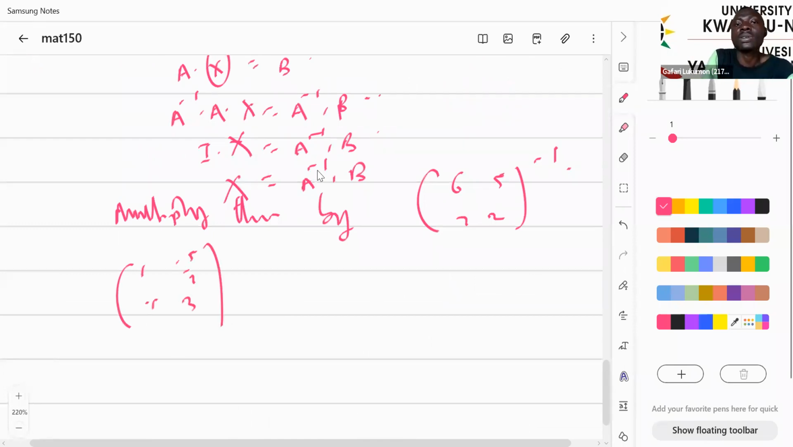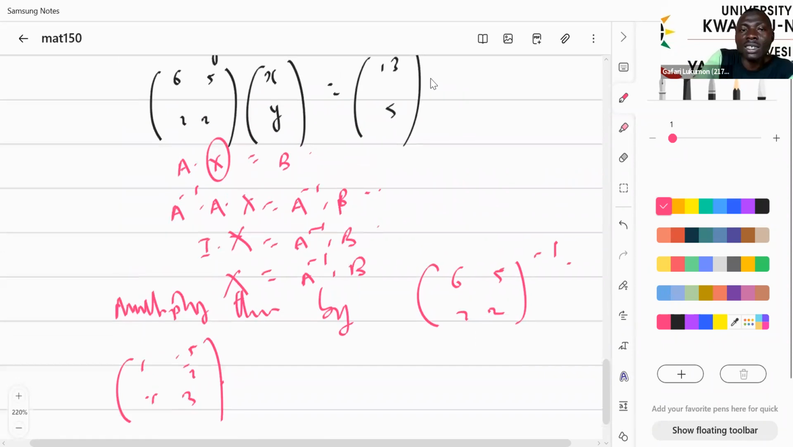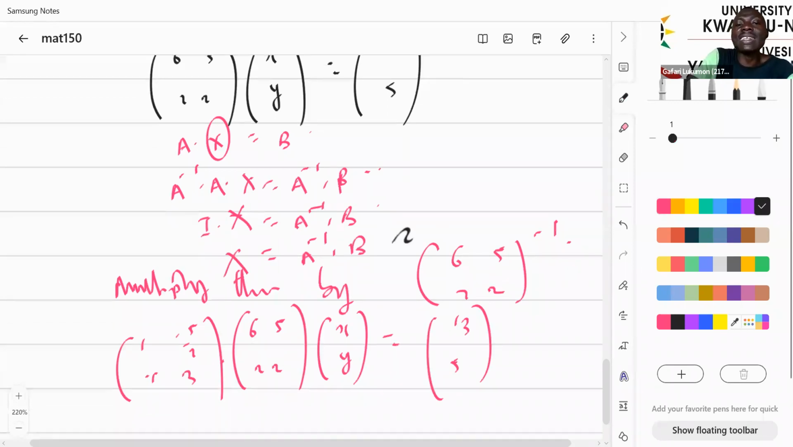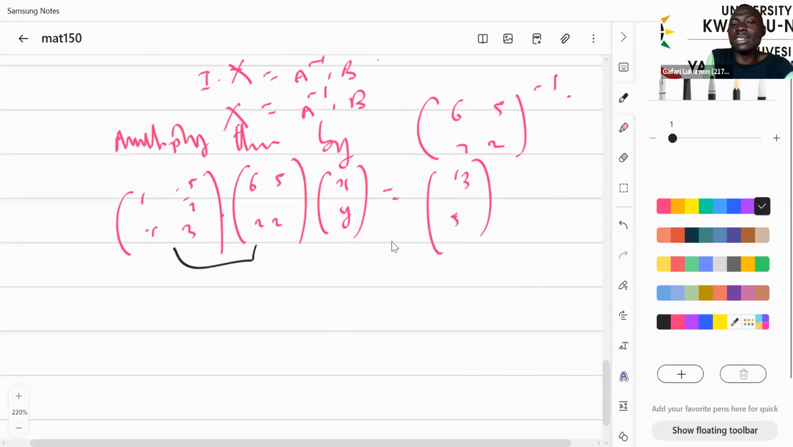You understand now? Then multiply by, what is our matrix A? What do we have on the left-hand side? So then we are going to have 6, 5, 2, 2, x, y. You see what I mean? Then this will be 13, 5. I hope you understand. So then if that is cleared, you will see that this is the inverse of this.